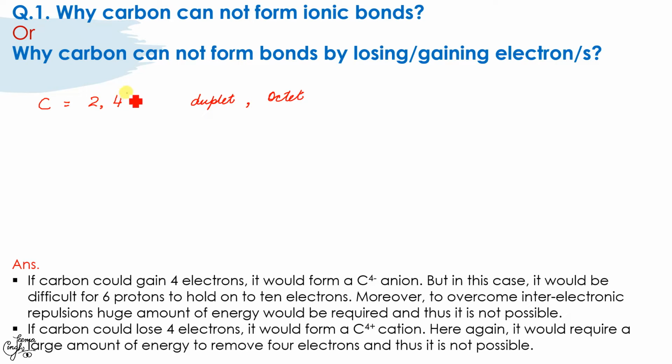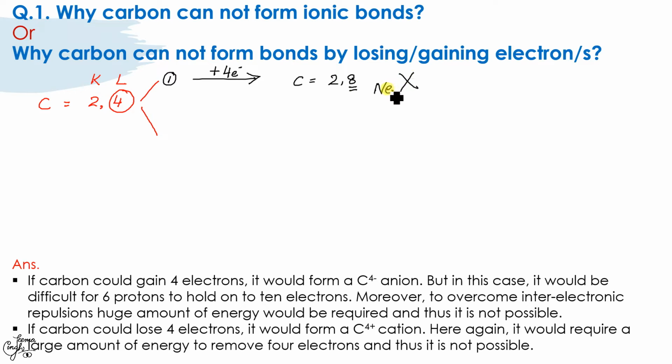Now we'll talk about the valence shell. So the valence shell is this one, that's L. Carbon has 4 valence electron. So there are 2 possibilities, right? Number 1, it takes 4 electron. Why? Because it wants to complete its octet. Now if carbon takes 4 electrons, right, what happens? So carbon will have a configuration of 2, 8, that is similar to that of neon, and it will be stable. We have to see why this is not possible.